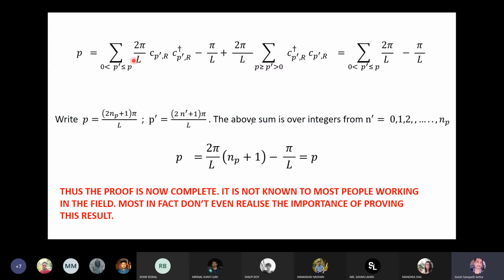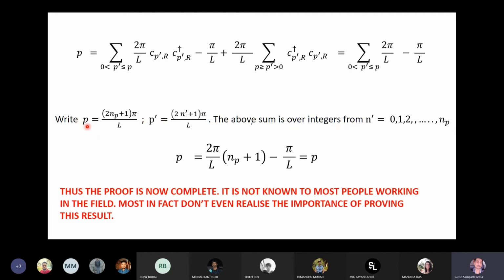So therefore, when you put these things together, you get 2 pi by L summed over all the P dash in this interval minus pi by L. This is very critical. This is what I had missed earlier, and that's the reason why I thought it doesn't work. It does work.